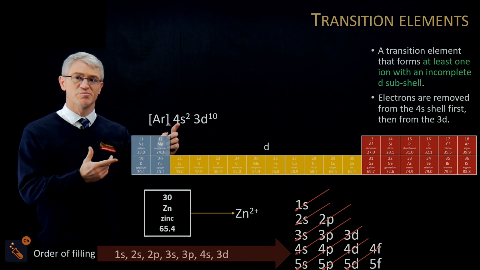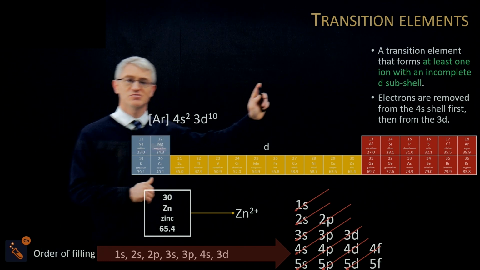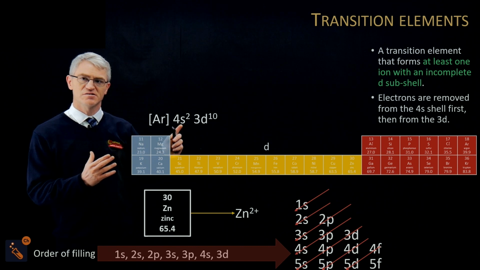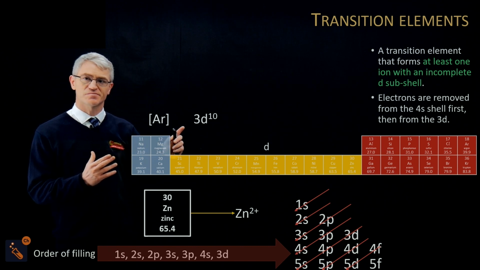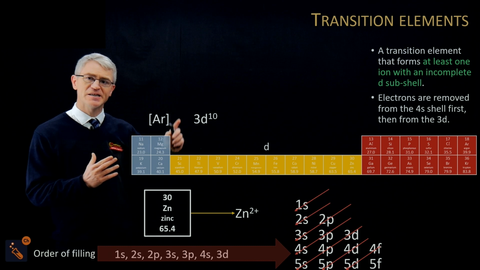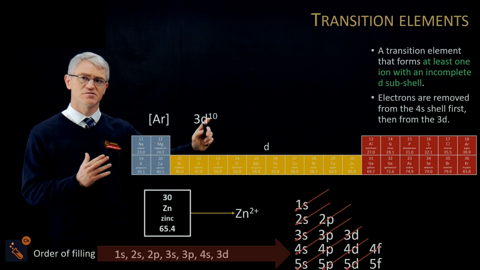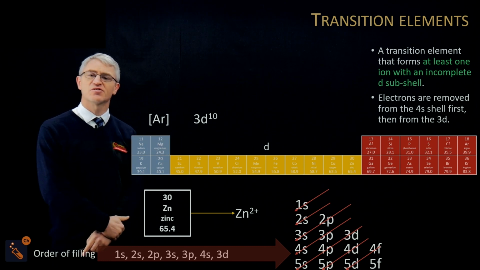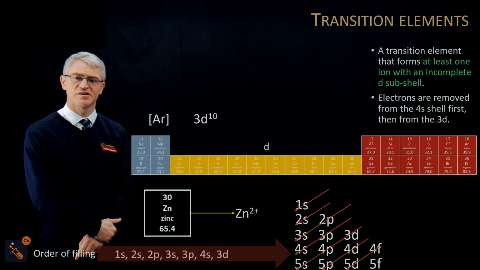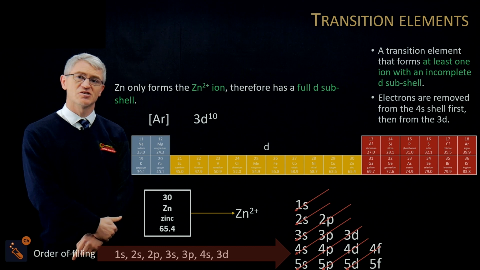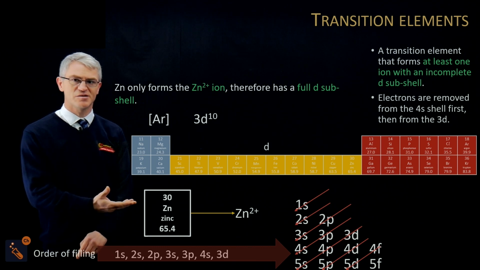All of these electrons would be removed from 4s, because the electrons are removed from the 4s shell first. So that means if those electrons go, we're left with a completely full d subshell. So zinc 2+ is just argon 3d10, a completely full 3d subshell. And if that's correct, it's not incomplete. And because it forms that zinc 2+ ion with a full d subshell, it's not a transition element.